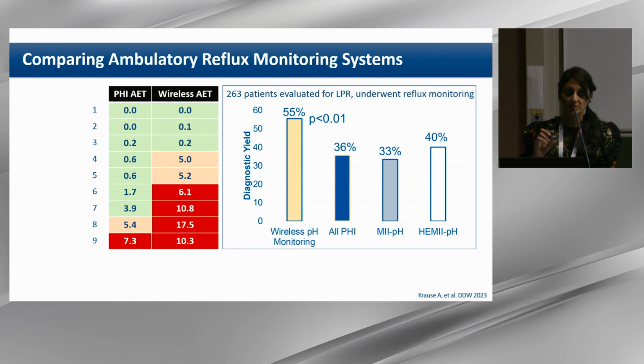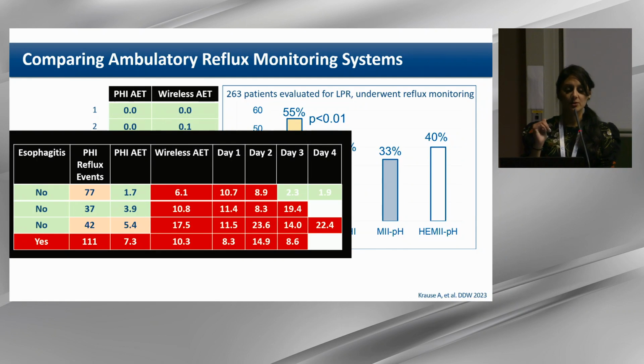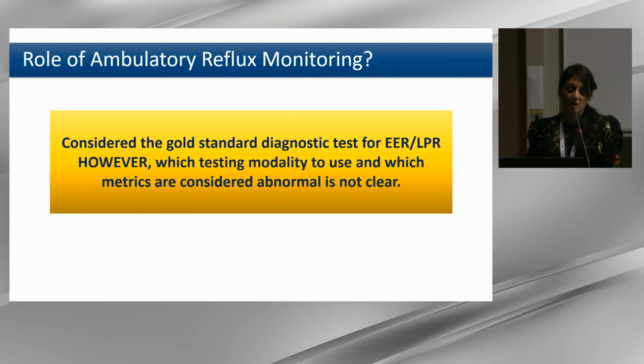And these are small numbers, but if we hone in on the 4 on the bottom, there were 4 that had abnormal wireless, and all of those had at least 2 or more days of an elevated acid exposure per our thresholds. And if you look at the pH impedance, 3 out of the 4 did not meet criteria for pathologic disease. Now, again, we've heard today about how it depends on what system you're using, which thresholds really are abnormal, but this just raises questions that we don't have answers to yet, and I'm not sure which modality we really should be using in this population.